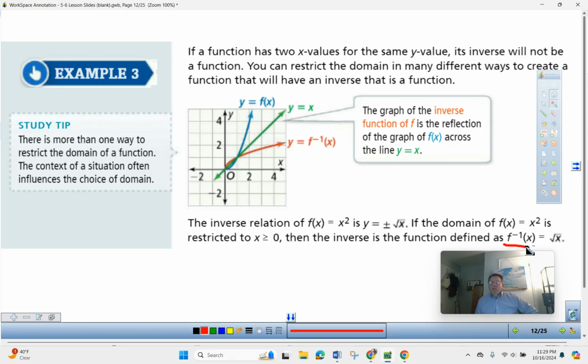And notice that they used this notation, not just y equals. They used the f to the negative 1. That means inverse of f. So that's how you can see that on a graph.